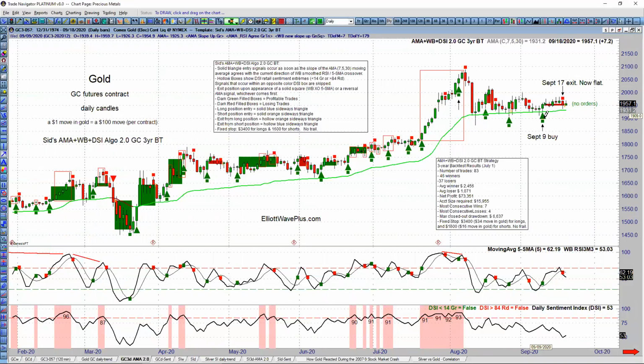The momentum algo last attempted to go long on gold on September 9. It closed that trade out because of a loss of momentum on Thursday of last week, with a very small loss, and now it is flat. Any kind of daily close below this ATR line, which currently is at 1931.2, would be a very bearish sign.